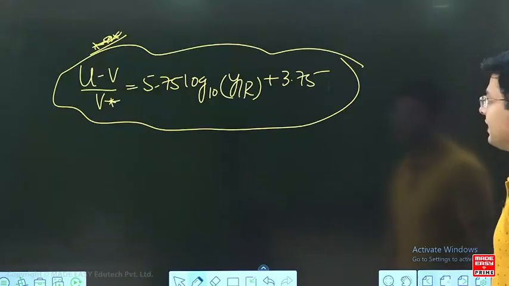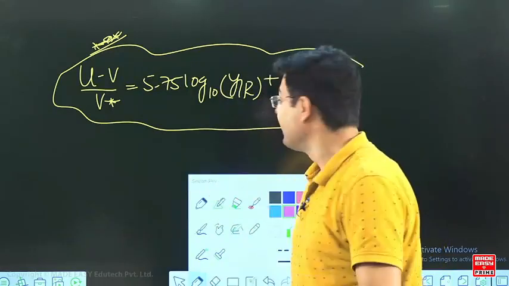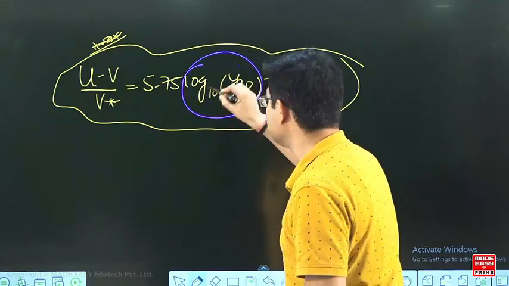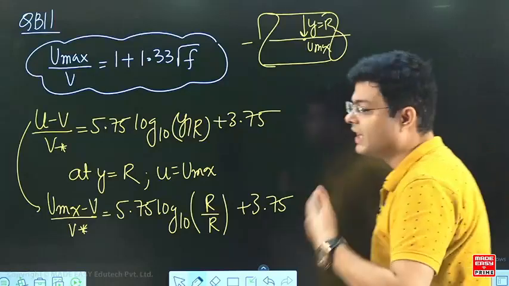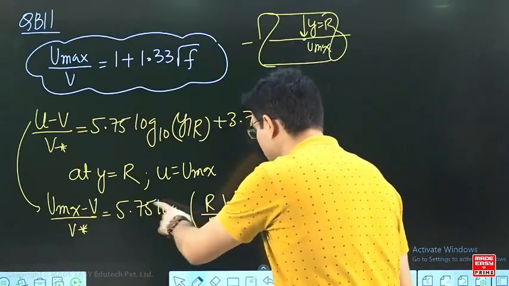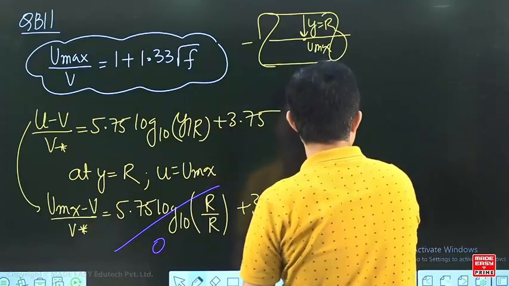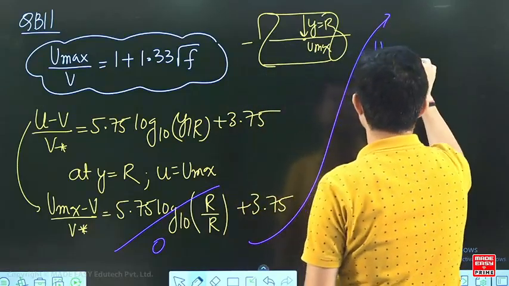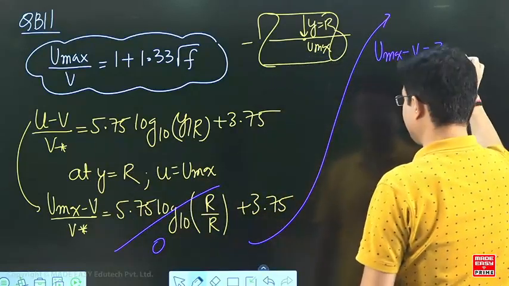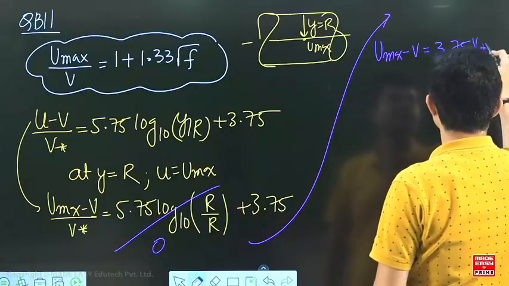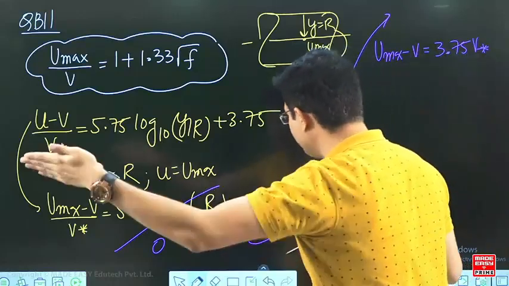Listen. Don't forget, because a lot of students commit a silly mistake here. In this particular formula, this is not log base e, this is log base 10, because generally we have a habit of using that. So log base 10 of 1 is 0. So this term is gone. If this term is gone, then what is remaining? Umax minus V is equal to 3.75 of V star.